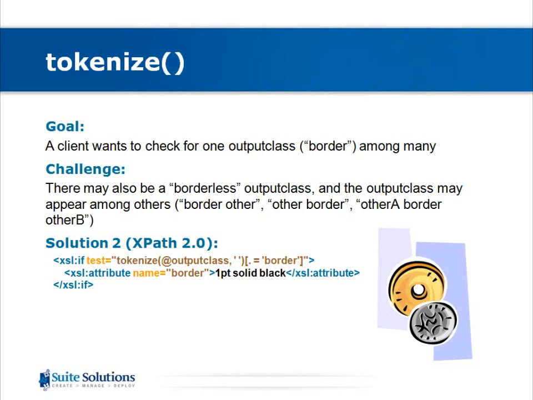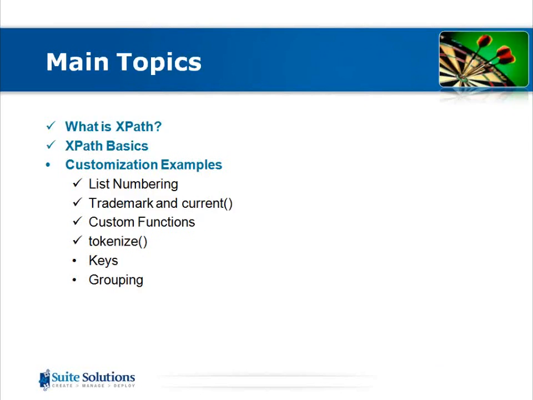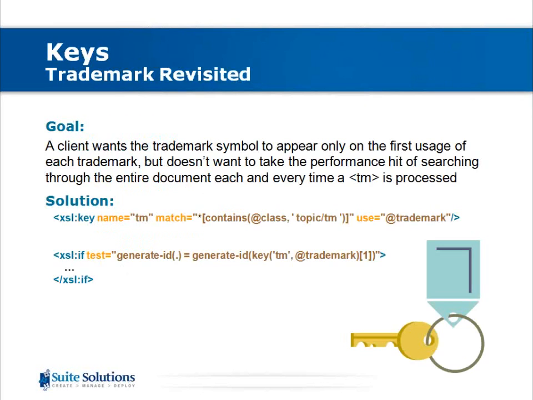There are a number of different functions that are available in XPath and XPath 2.0. We're not really going to go into them any more right now, but hopefully this gave you a taste of what's possible. And again, if you refer to those reference pages, you'll see some more of the functions that are available. We're going to move on now to a topic that I referred to before, keys. We spoke about the trademark example.